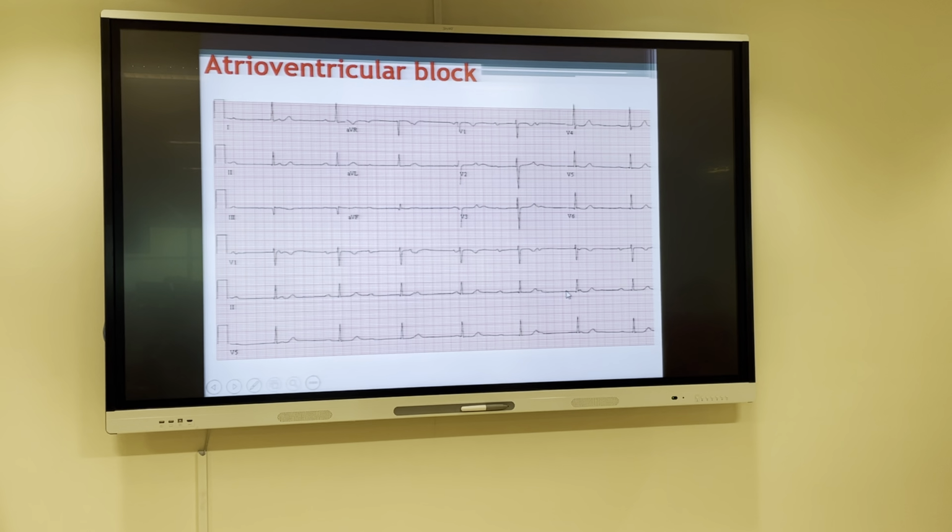But are these P waves related to the QRS complex? No. There's no relation between the two. So we're dealing with third degree. Third degree dissociation. The atria are controlled by the sinus node, the ventricle by. Which is the source of this QRS complex?